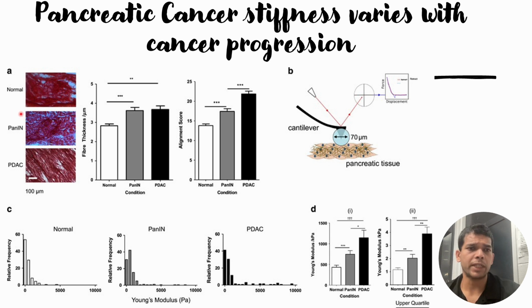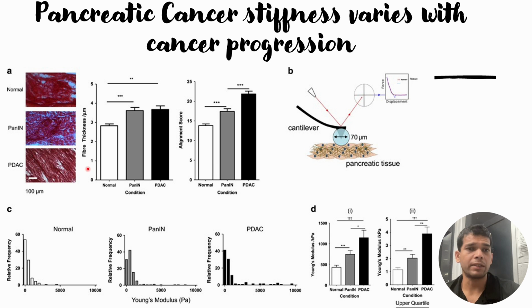Along with that, they also checked the thickness of the collagen fiber. They are able to see that in the normal pancreas the thickness is lower, and when they move to the PanIN condition, the thickness increases significantly. However, from PanIN to PDAC, the thickness does not increase that much. So it seems like the collagen fiber formation usually occurs during the early stage of the pancreatic cancer.